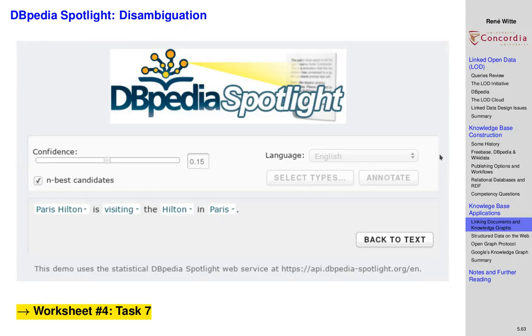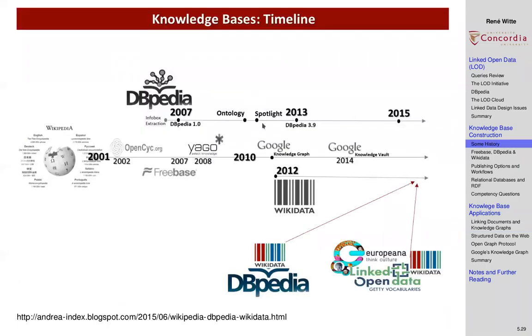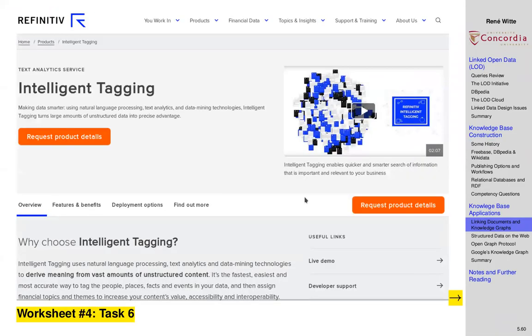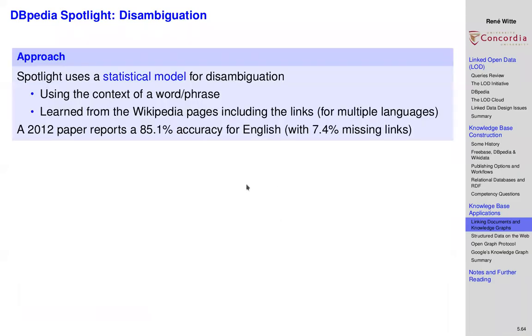So as I mentioned, let's go back to the history. Spotlight came out first around 2013. It has been improved and modified a few times over the years, but overall, it takes a kind of traditional approach on how to do this processing. It has a number of different models behind it.